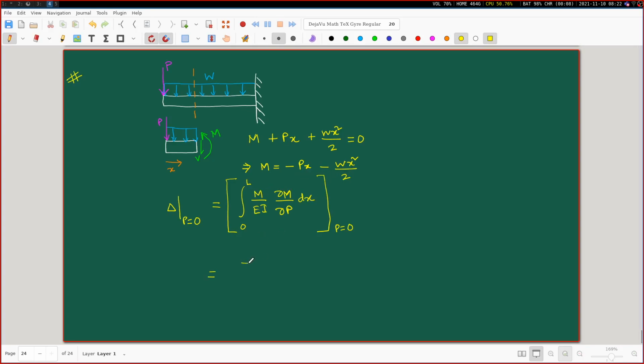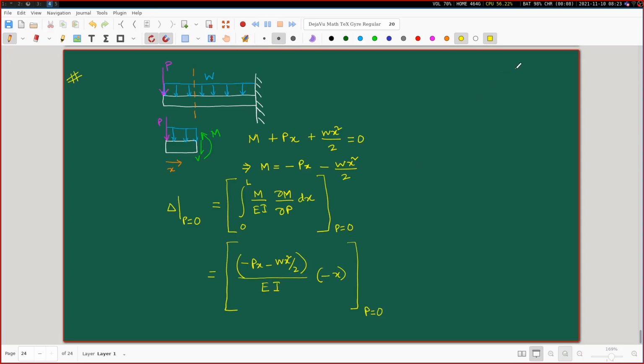So let us substitute the expressions now. For M, I am going to put minus Px minus Wx square by 2. Del M del P. Del M del P is what? Tell me. So minus x. Del M del P is minus x. You see, this is a crucial step here. You also note that in going from here to here, I have not first substituted P equal to 0. That would have been wrong.